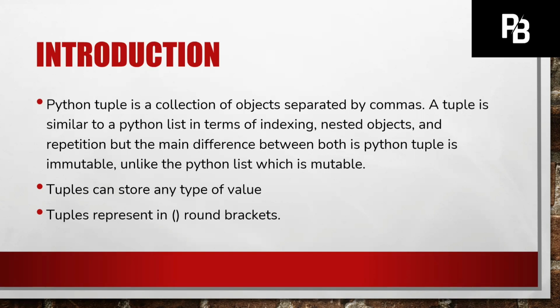Now, what is the meaning of mutable and immutable? Mutable means that it can change. Immutable means that it cannot change. Okay. So a tuple can store any type of values, and a tuple is represented in parentheses, in round brackets. So it is quite similar to a list. If you learned list before tuple, it is very easy for you to understand the concept.